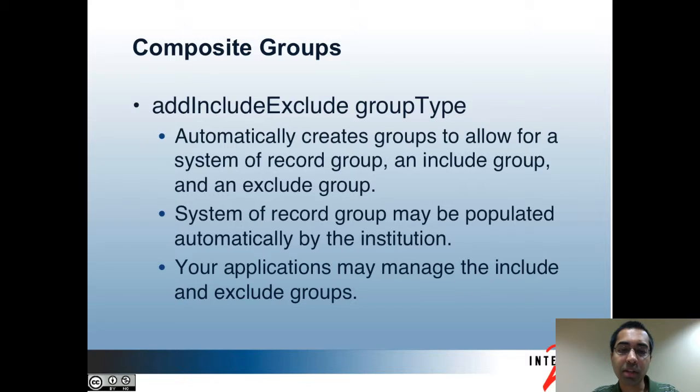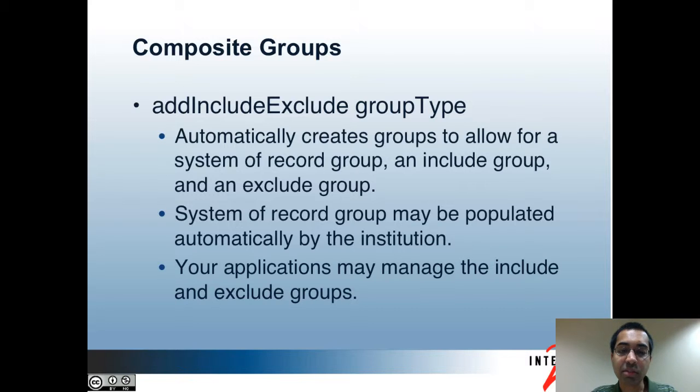Now I'll talk a bit about composite memberships. If your Grouper administrator has enabled it, there's a group type called Add Include Exclude that allows you to easily manage include and exclude lists. Basically, when you create a new group and assign that group type, it automatically creates several other groups. There would be a system of record group, an include group, and an exclude group. And finally, there would also be an overall group, which would basically be the system of record group plus the include group minus the exclude group.